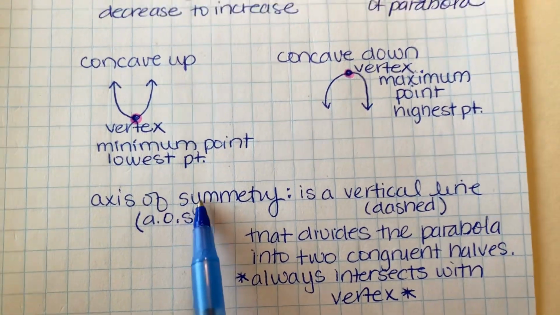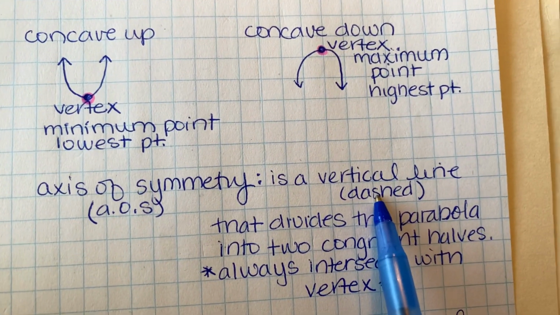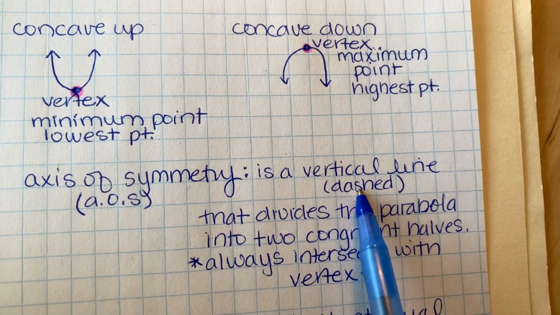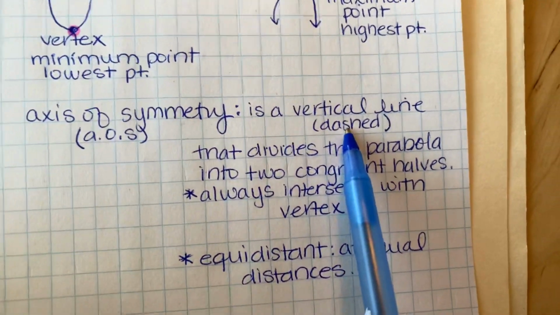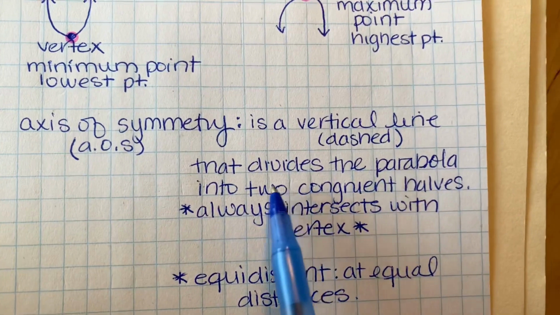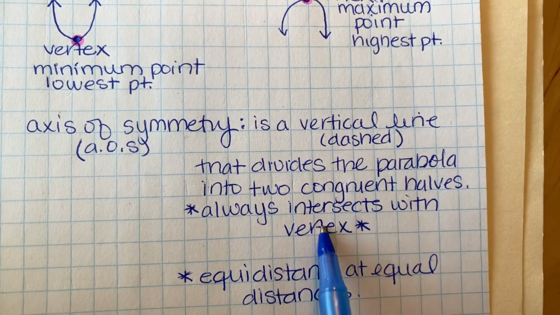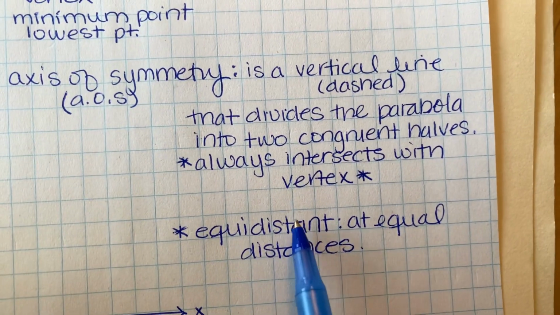AOS, or axes of symmetry, is a vertical line. We're going to make it dashed, though, because we don't want it to take the center point of the parabola. So we're going to make sure it's dashed. That divides the parabola into two congruent halves. Okay, it always intersects with the vertex, and equidistant.